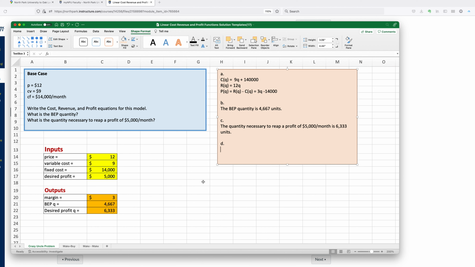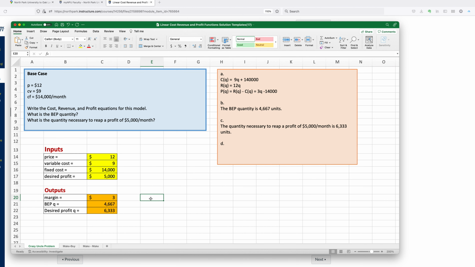and maybe I would create something like this. Here I've got my margin, which is 3. I've got my fixed cost, which is 14,000. So now if I say Q equals, I could create a formula that says, what is my cost? What is my revenue? What is my profit?